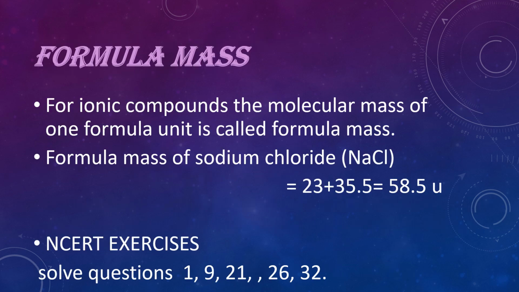Next is formula mass. Just as we give the mass of molecular compounds in terms of molecular mass, in the case of an ionic compound we use the term formula mass. For example, in NaCl, the mass of Na is 23 and Cl is 35.5. So the formula mass of NaCl is 58.5 U.